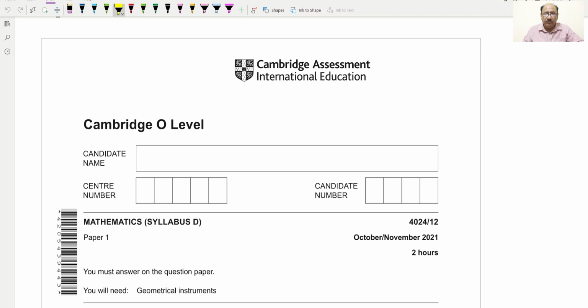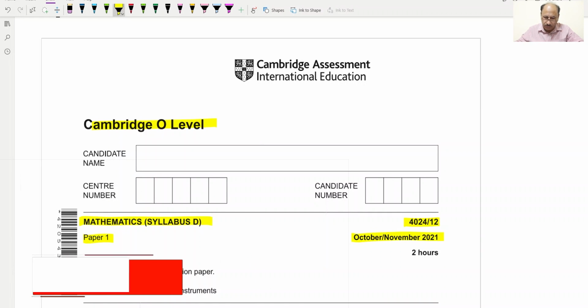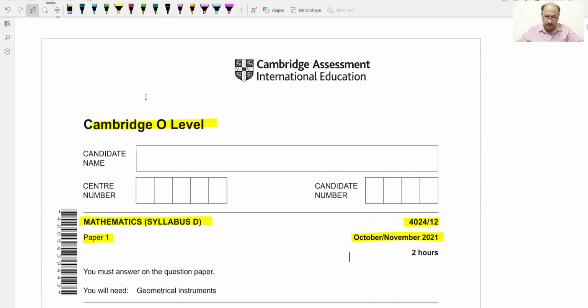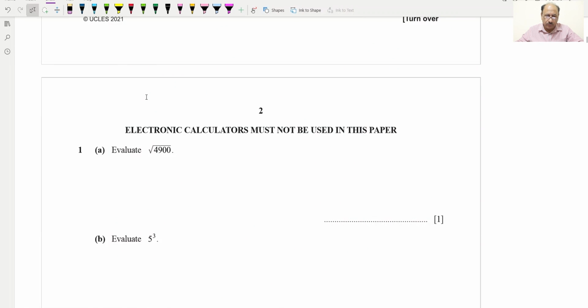Hello everyone. Today we'll be going through Cambridge O-Level Mathematics Syllabus D Paper 1 4024/1, October/November 2021. This is a non-calculator paper. So let us move to question number 1.